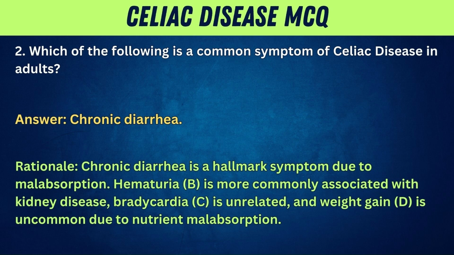Hematuria, B, is more commonly associated with kidney disease. Bradycardia, C, is unrelated, and weight gain, D, is uncommon due to nutrient malabsorption.